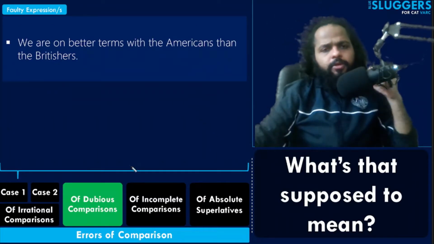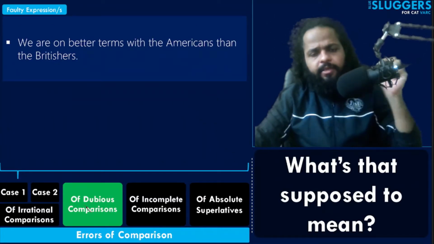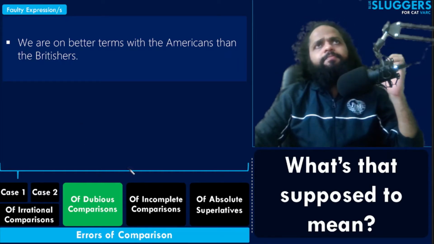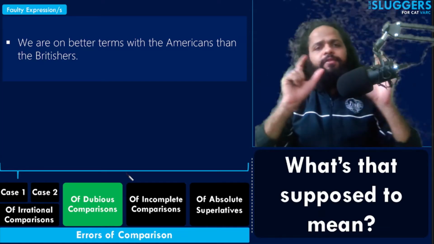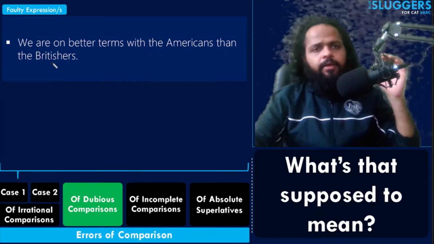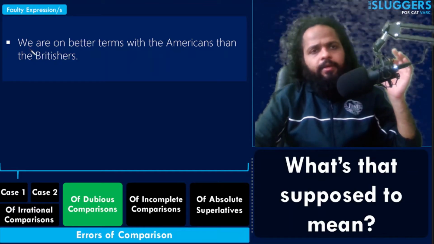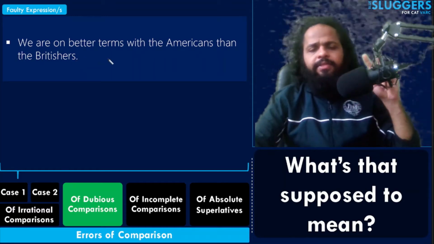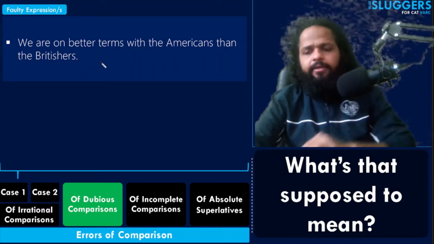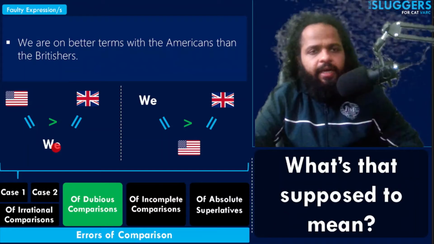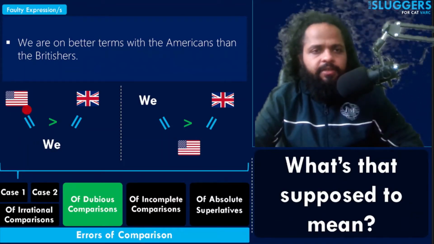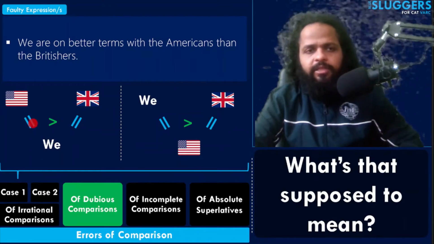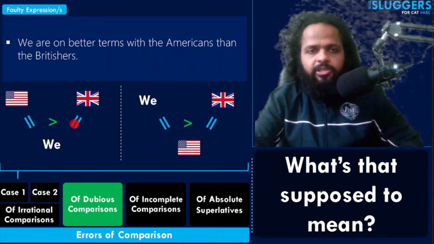Okay, now let's come to the second category of errors, which is dubious comparisons, right? These are the errors where the sentence seems to convey two different ideas. Let's try to understand how. Look at this example. It says we are on better terms with the Americans than the Britishers. Now this sentence can have two different meanings, right? It can either mean that we are on better terms with the Americans than we are with the Britishers, right? So that means our relationship with the Americans is better than our own relationship with the Britishers.